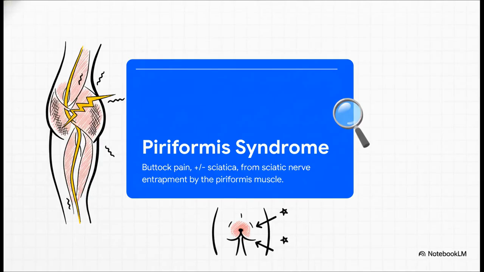Okay, let's move a little more toward the midline, deep into the gluteal region, and talk about piriformis syndrome. The definition here is so key. It's buttock pain, but the absolute game changer is that potential for sciatic nerve entrapment. See, the sciatic nerve and the piriformis muscle are best friends, anatomically speaking. The nerve usually passes right underneath the muscle. So when that muscle gets overworked or tight or spasmed, it can literally squeeze the nerve. And boom, you get that sciatica-like picture.